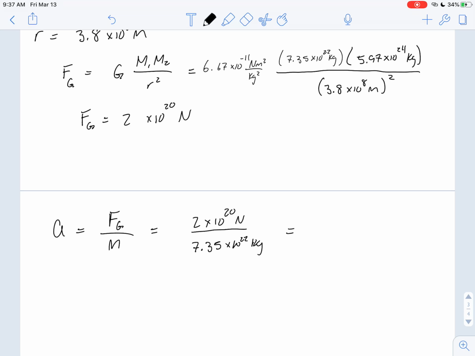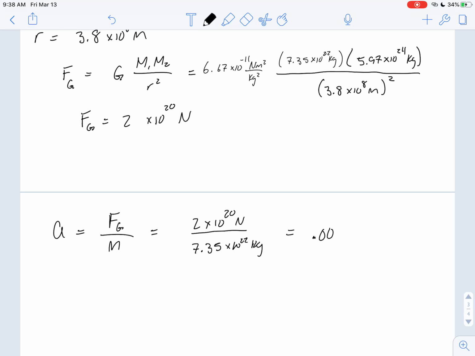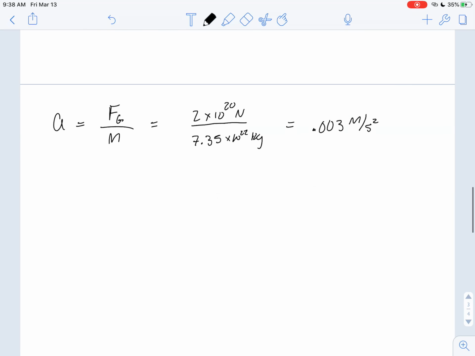Okay, put this in our calculator. We end up with an acceleration of 0.003 meter per second squared. I'm going to do that one more time just to make sure. All right, so 0.003 meter per second squared. So not very much. We said assume this is a perfect circle, so this is the centripetal acceleration. And so knowing that, we can get how fast the moon is moving.